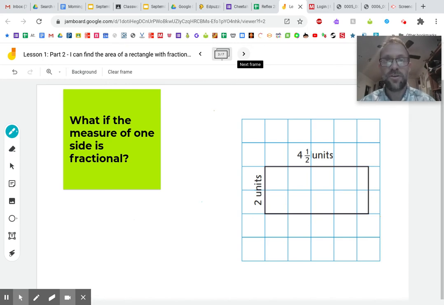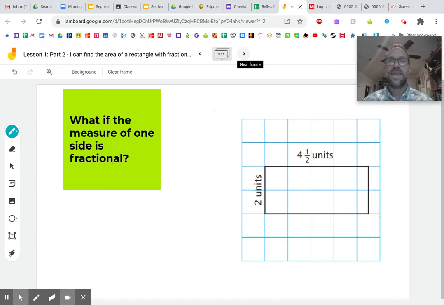Okay. So there isn't a lot that's different here. We're still talking about rectangles. We still see squares inside the rectangles that we can count. We still see measurements of the dimensions of the rectangle. The only thing that's different is that one of the edges of the rectangle doesn't line up along the grid, does it? It's kind of halfway between the grid lines, giving us a fractional side length.